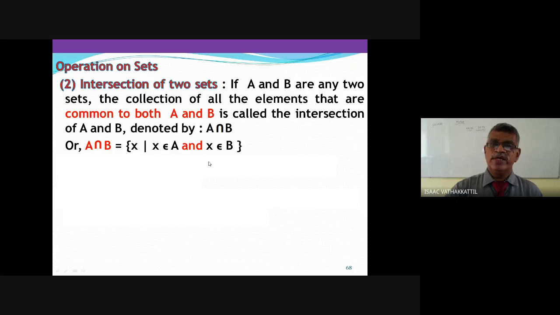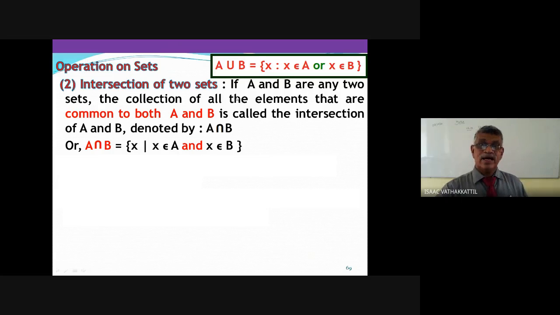Whereas what is union? Union, we have defined like this: set of all X such that X is a member of A or B. Be careful about the two words, "or" and "and". "Or" is representing the union, either in A or in B. That is what we mean by X belongs to A or X belongs to B. And what is intersection? X must be in A as well as in B. That is what we mean by "and". X must be in A as well as it must be in B.